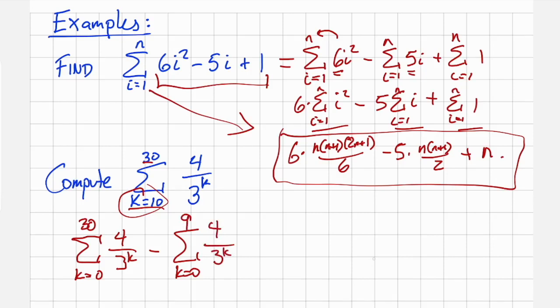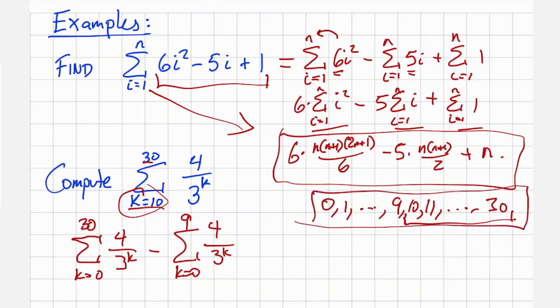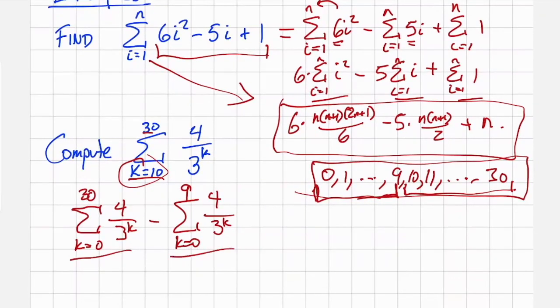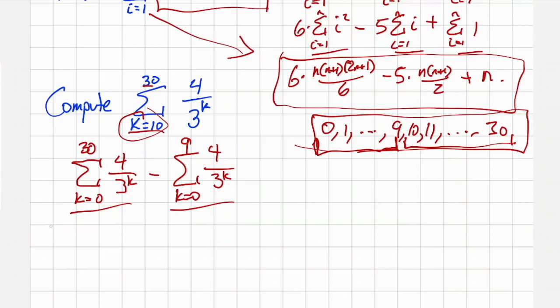And so by doing this, we're taking the terms that go from 0, 1, up to 9, 10, 11, up to 30. And what we want is the numbers from 10 up to 30. So we take all the terms from 0 up to 30 and we subtract off the ones from 0 up to 9. These two expressions are geometric series, and we are able to apply the formula that we have for geometric series. The initial term is 4 over 3 to the 0, so 4 over 1. The common ratio is 1/3.